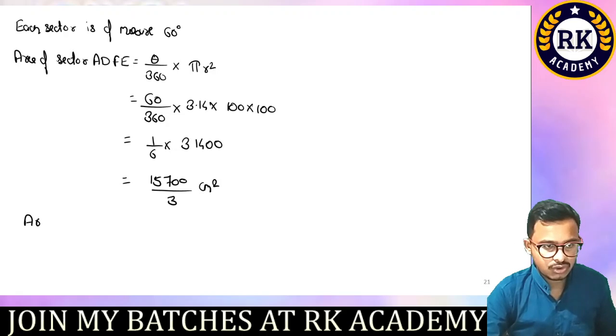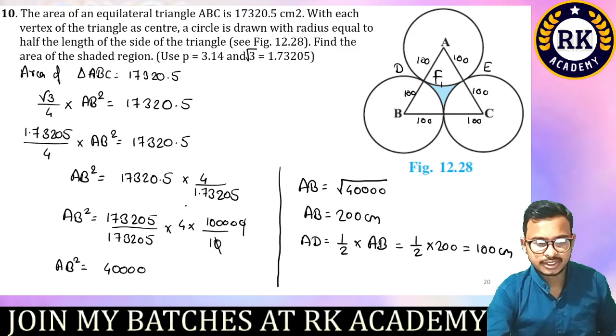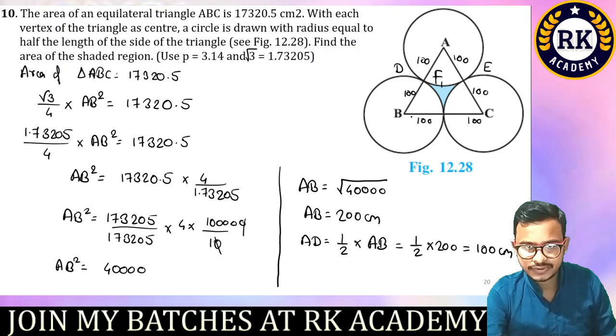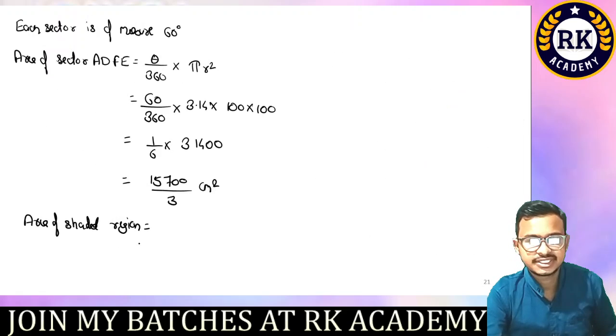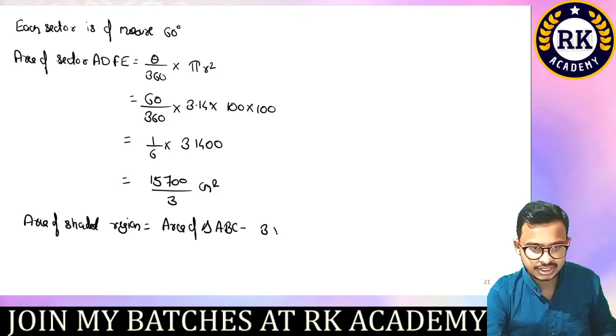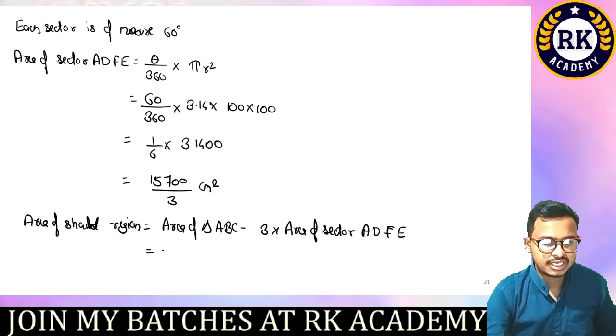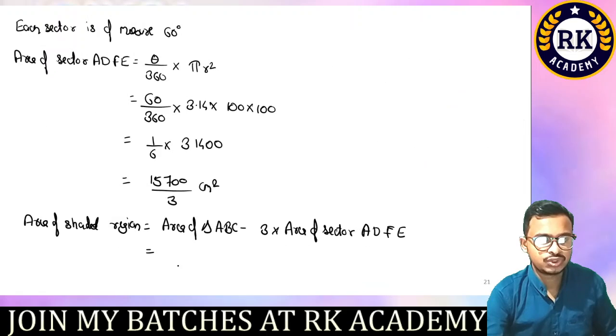Now area of the shaded region. So look in the figure. Shaded region will be area of triangle ABC minus area of these three sectors. So let us write area of triangle ABC less 3 times area of sector ADEF. So area of triangle ABC is given to us as 17320.5.